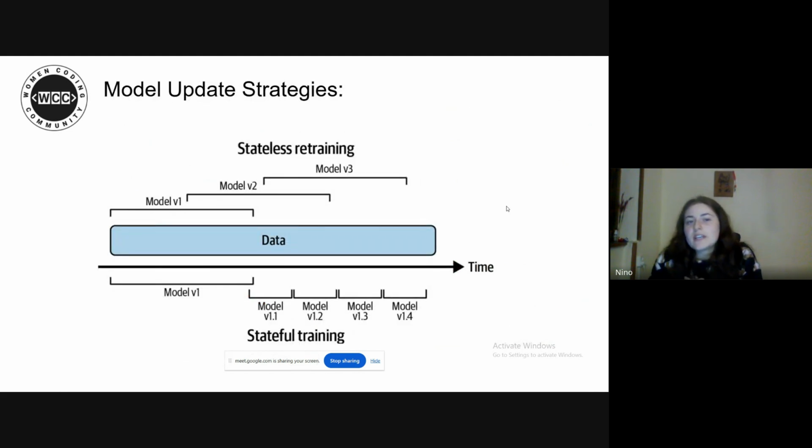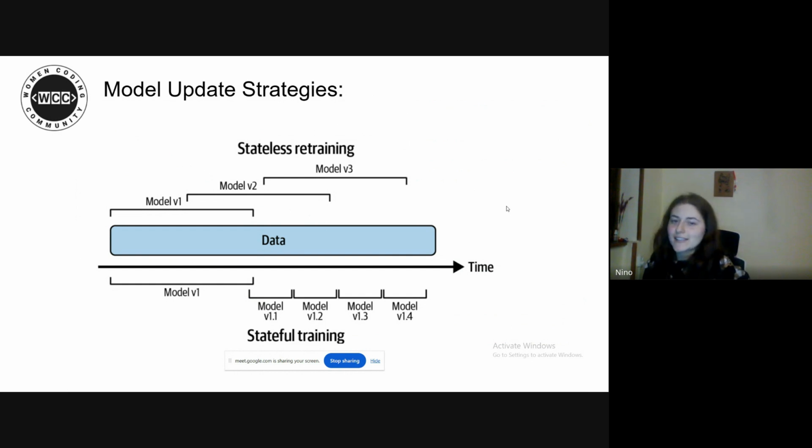Let's move now to the update strategies. As I mentioned before, we have two of them: stateless and stateful. Let's start with the stateless one. It means that every time we train a new model, it's built from scratch. So from zero, no history, nothing. We start from zero. While stateful training means that we have our model built once, and once we have gathered new data, we add the new data and improve the iteration of the model.